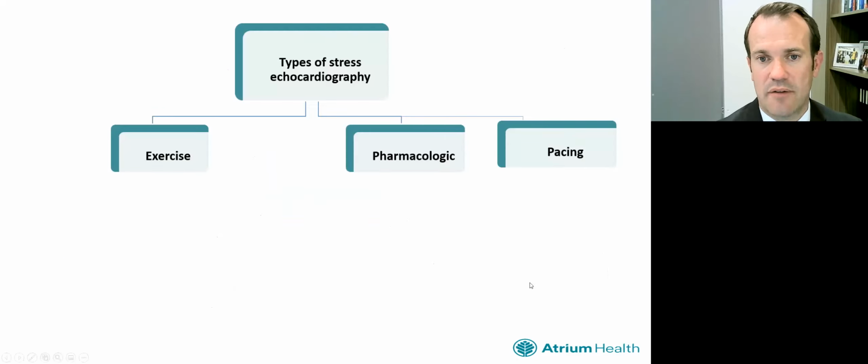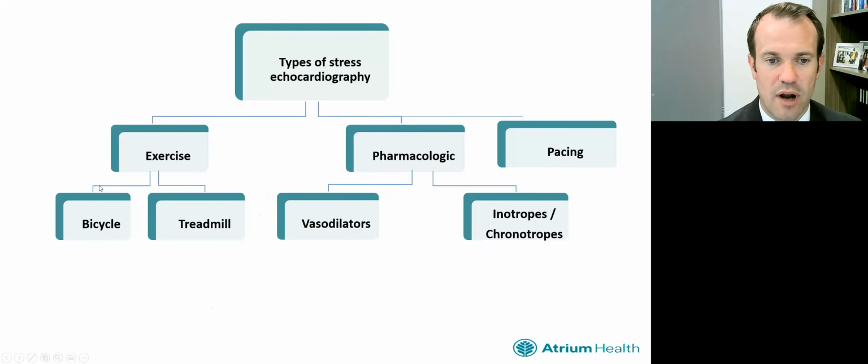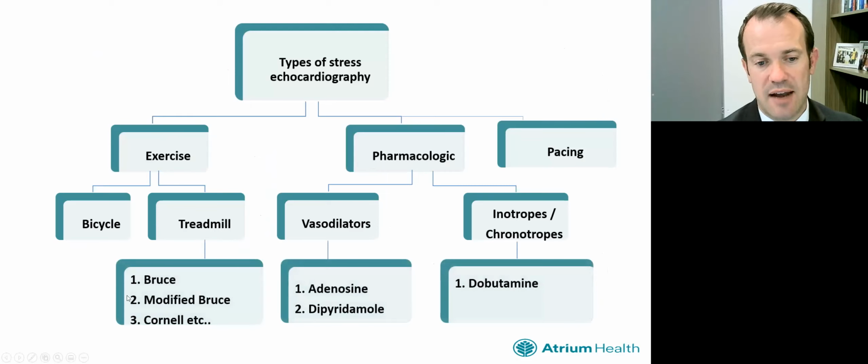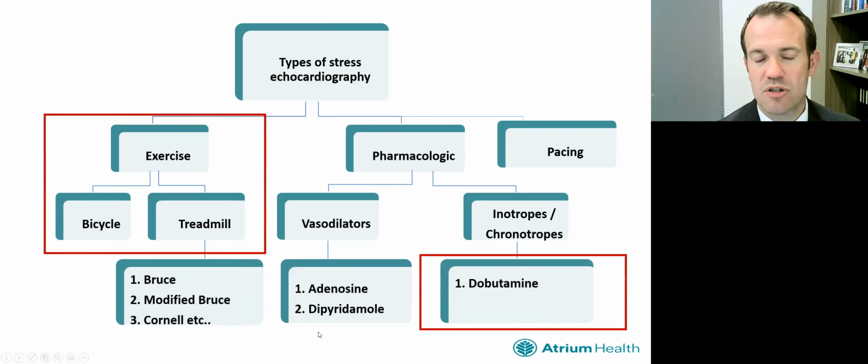So we obviously can do stress testing, we can do pharmacological testing or pacing. For exercise, we can use a bike, a treadmill. For pharmacological testing, we can use vasodilators or inotropes. And then for the treadmill and for the bike, we've got many different protocols we can use. Vasodilators, really, we're talking about using adenosine or dipyridamole. And for the inotropes, we're talking about dobutamine. But really, for most echocardiographic labs around the country, what we're talking about is exercise echo and dobutamine echo. And so the bulk of this talk is going to be focusing on those modalities.